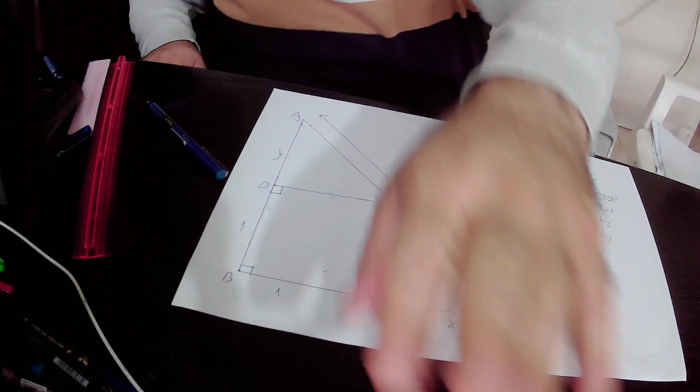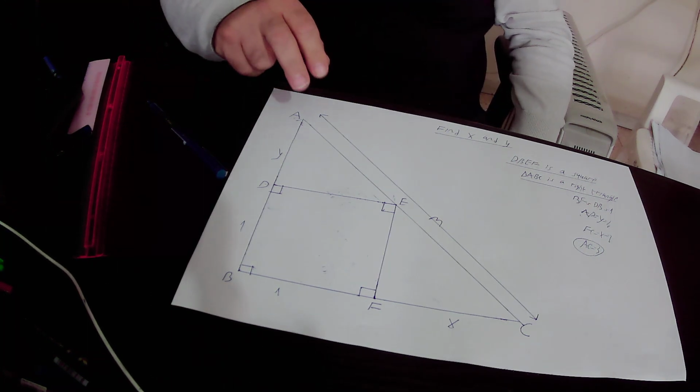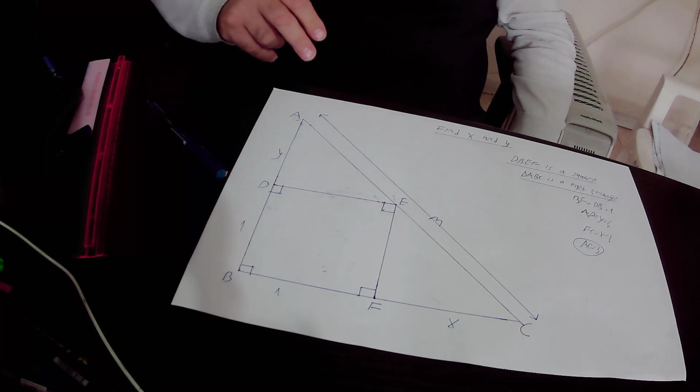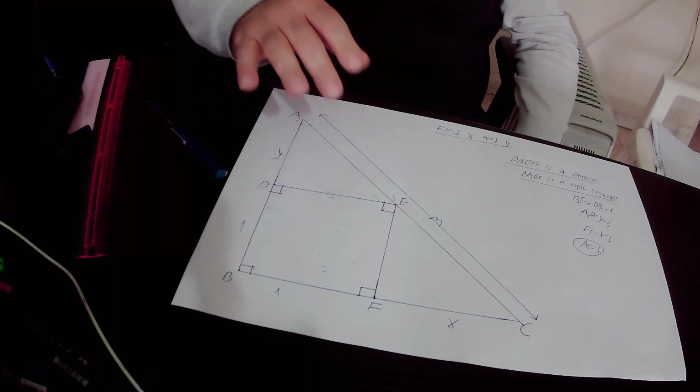Hello, in this lecture we will find out the values of line segments X and Y. In the drawing we have a square DEBF. The square is inside the right triangle, triangle ABC.